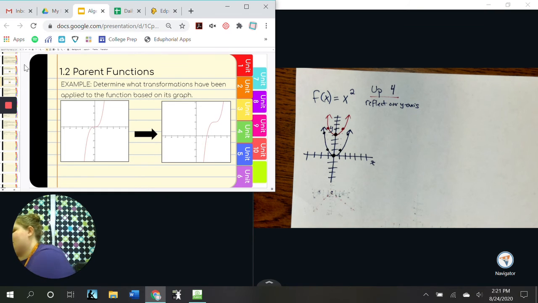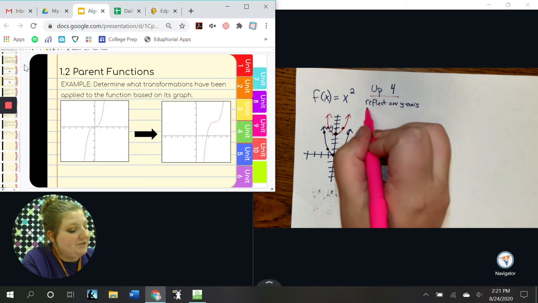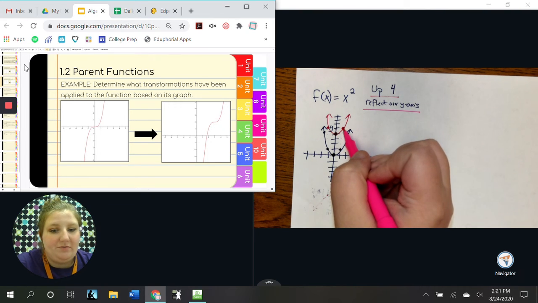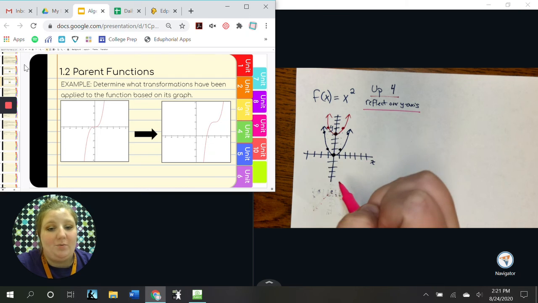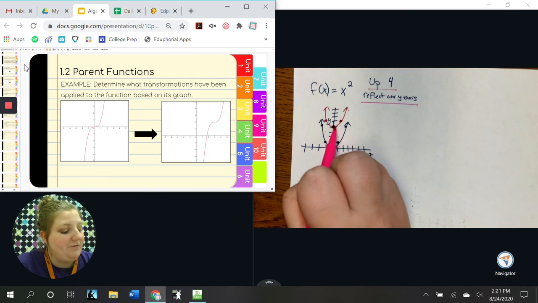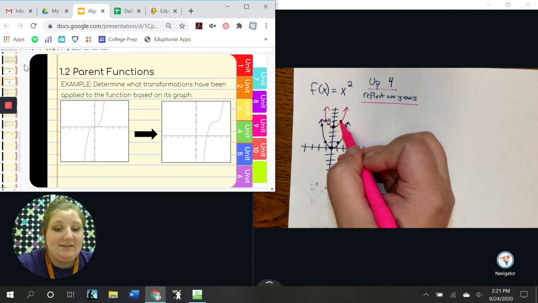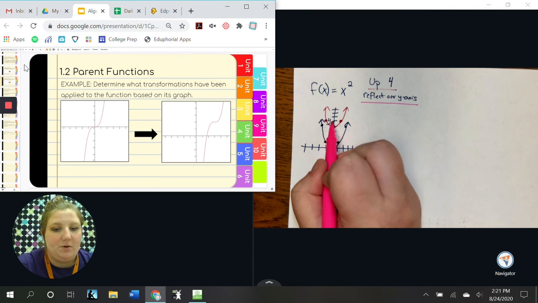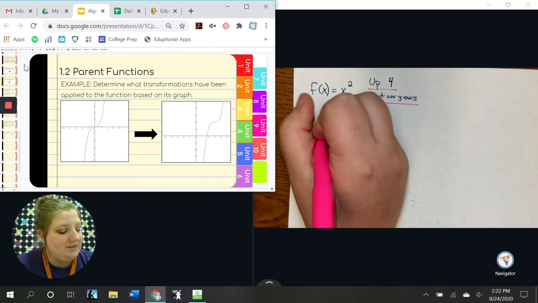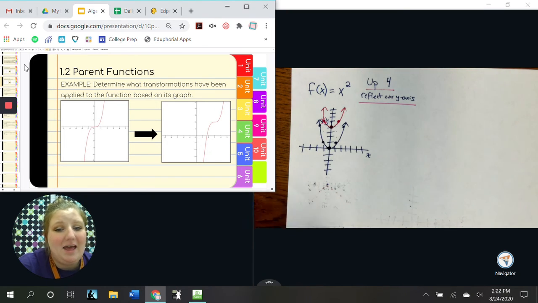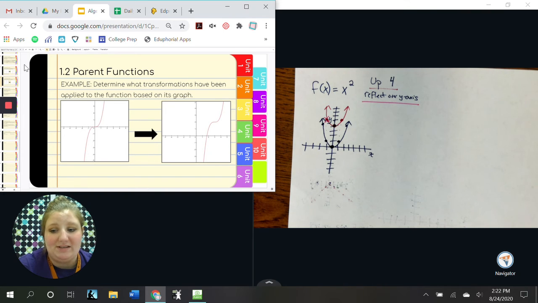All right, and then next we need to reflect over the y-axis. When we reflect over the y-axis, our points are going to move to the opposite side of the y-axis. So, for example, this point right here is 1 to the right. When we reflect it, it's going to move 1 to the left. Well, 1 to the left is right here on top of this point. So I'm going to put an X to show that that's where the new point is.